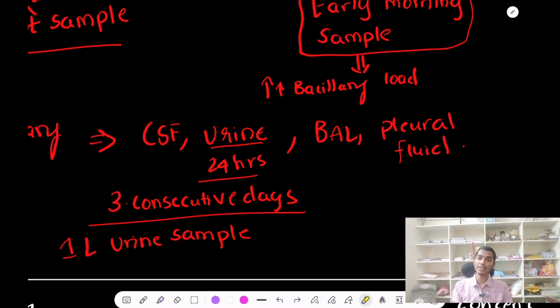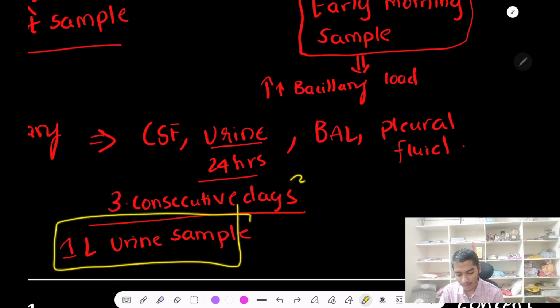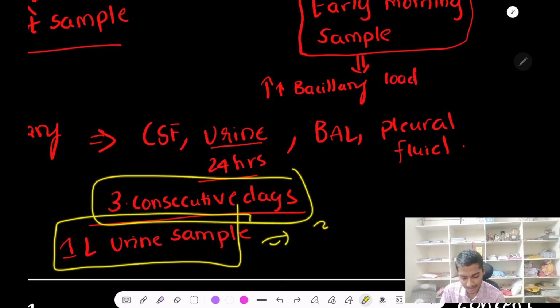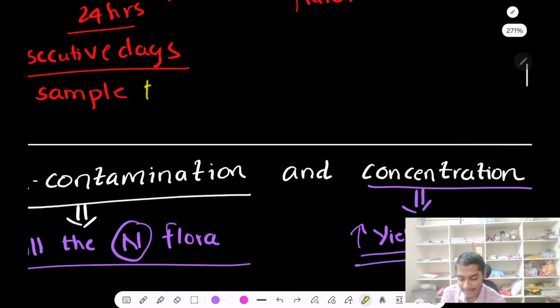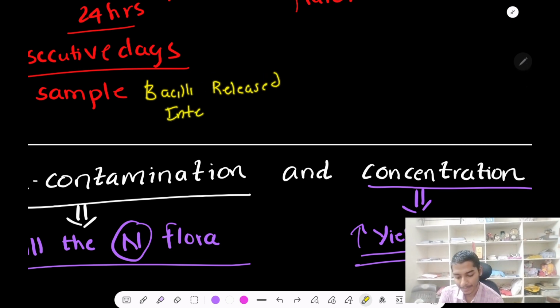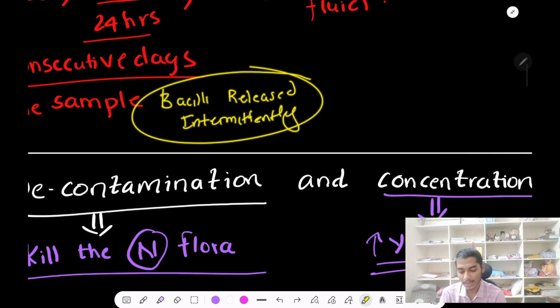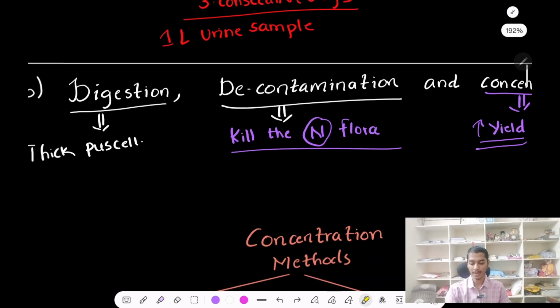So this urine sample is 24-hour urine, and we have to collect at least 1 liter of the sample for 3 consecutive days. Why do we collect this 1 liter of urine sample for 3 consecutive days? The bacilli are released intermittently in the urine. So this is what you have to understand with respect to the urine sample that we need to collect.